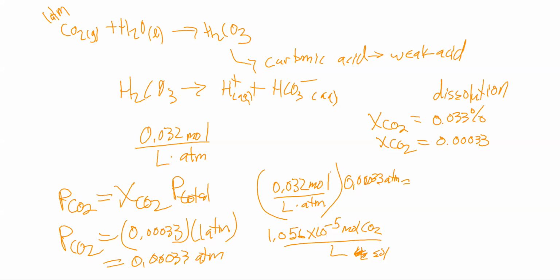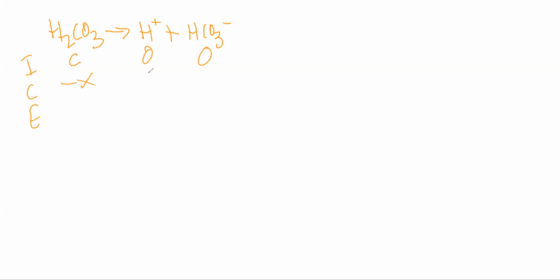I'm going to make a new one over on this other side so we can get a little bit more space. So we're going to take our carbonic acid, and if we want to find its pH, then we have to do an ICE table. So this would be our concentration. This is going to be 0 and 0. And so some of this is going to decompose, some of this is going to be produced.